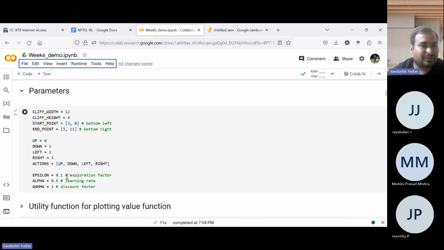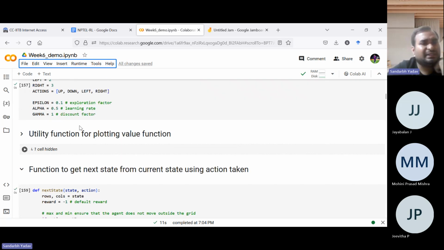So 10% of the times we will take an exploratory action, and alpha, you remember that in the TD update equation there was that alpha which I was referring to as learning rate. So it's 0.5 here. And gamma is the usual discount factor. Since we are using negative rewards, we can take gamma equal to 1. Negative rewards will kind of ensure that sense of urgency in the agent.